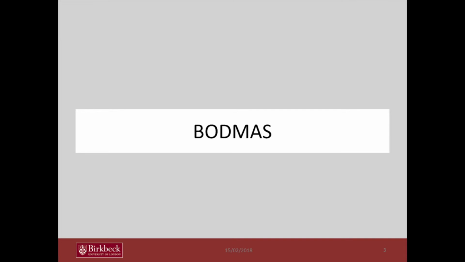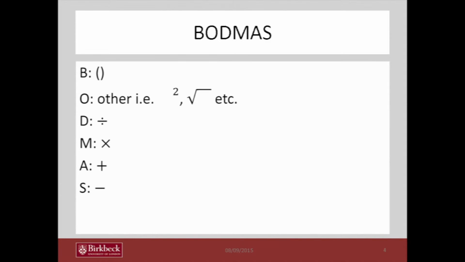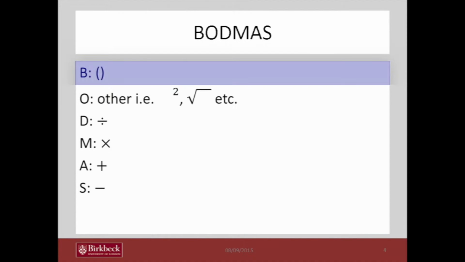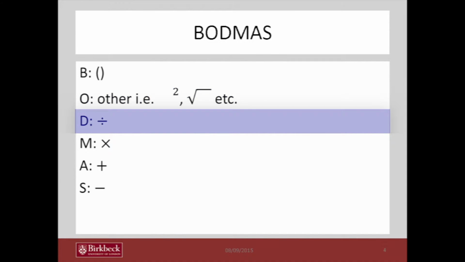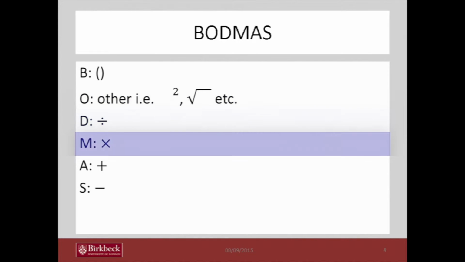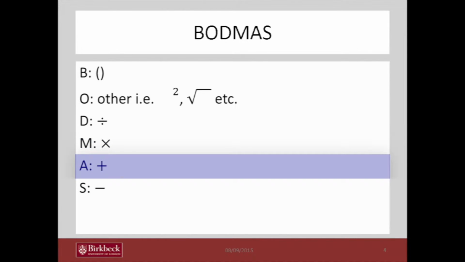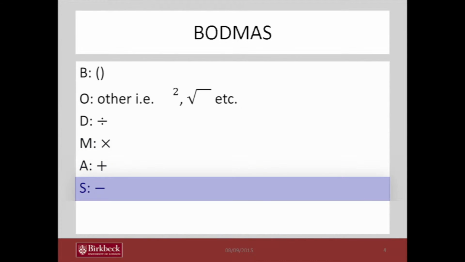Let's move on and talk a little bit about BODMAS. As you can see on the screen, BODMAS is an acronym. B stands for brackets, O stands for other operations, and by other operations I mean the indices, the roots, and any other more complicated operations. D stands for division, M stands for multiplication, A stands for addition, and S stands for subtraction.